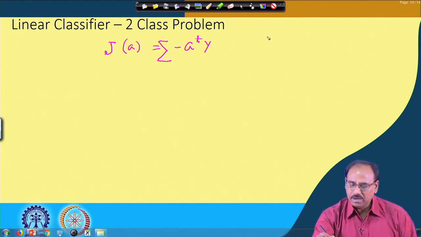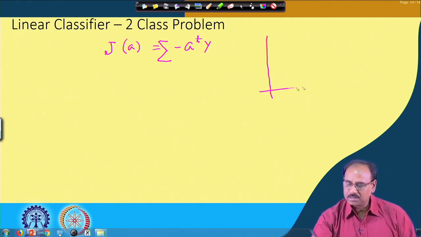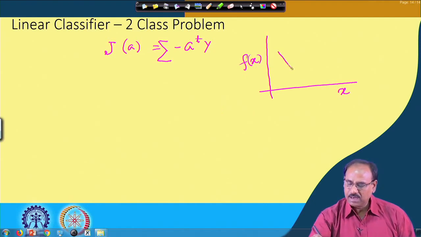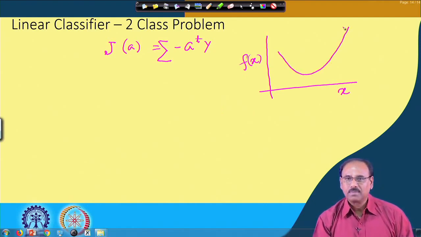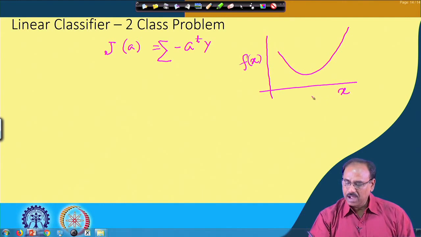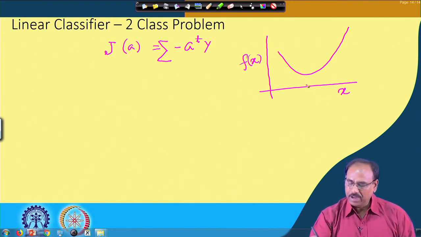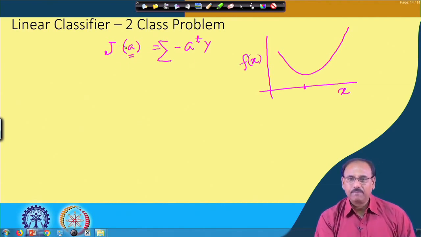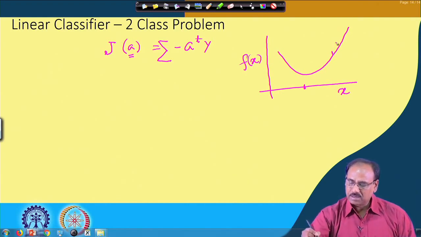Let us take a very simple case, something like this. Say I have a variable x and a function f(x), and the function f(x) is something like this. Iteratively, I want to get a value of x for which f(x) is minimum. As in this case, I want to get a value of A which will minimize this error J(A).